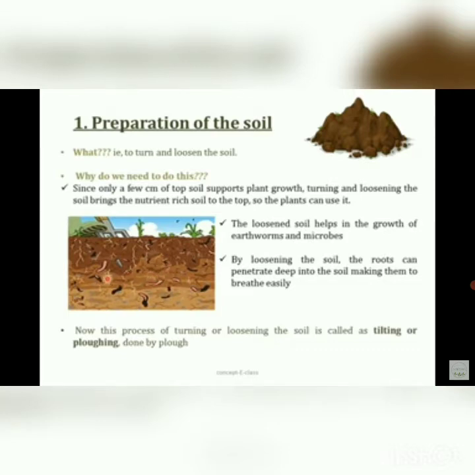Since only a few centimeters of the topsoil support plant growth, turning and loosening the soil brings the nutrient-rich soil to the top so the plants can use it. The loosened soil helps in the growth of earthworms and microbes. Of course, earthworms and microbes are called what? The friends of farmers. By loosening the soil, the roots can penetrate deep into the soil, making it easy for them to breathe and take in water easily.